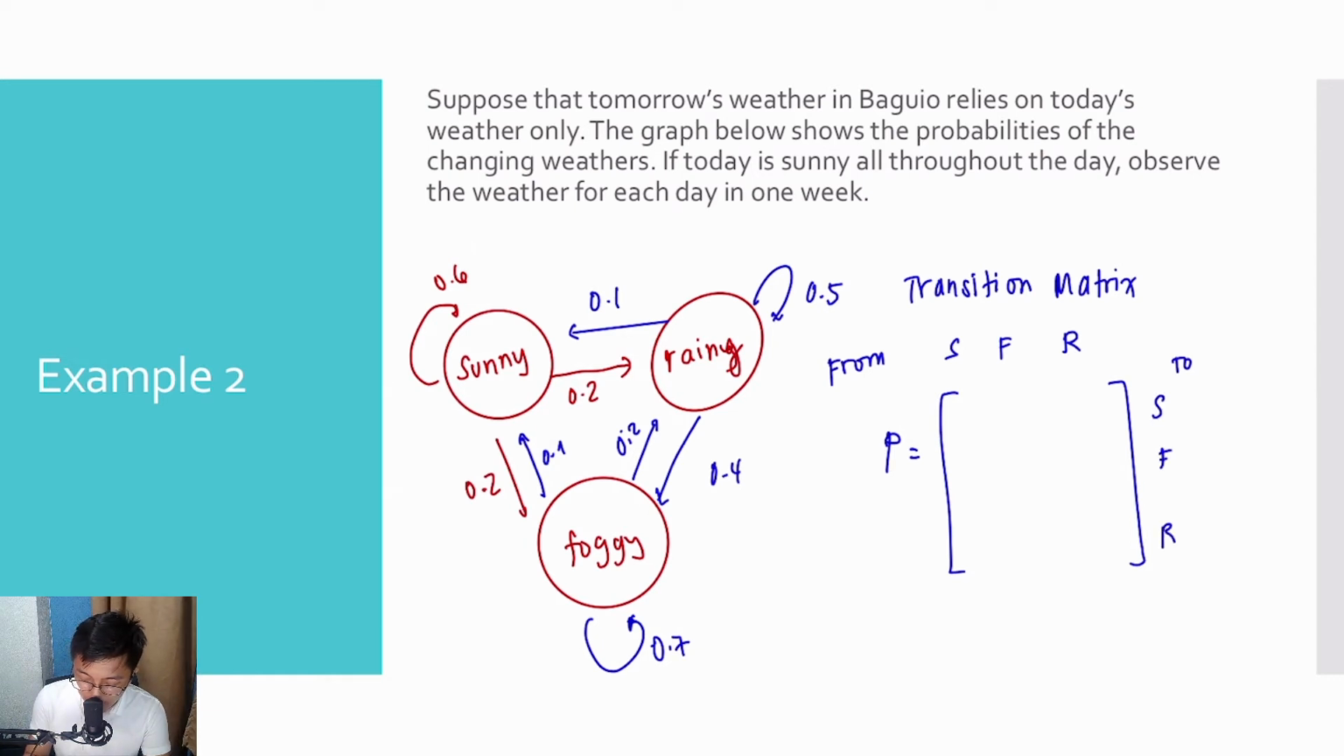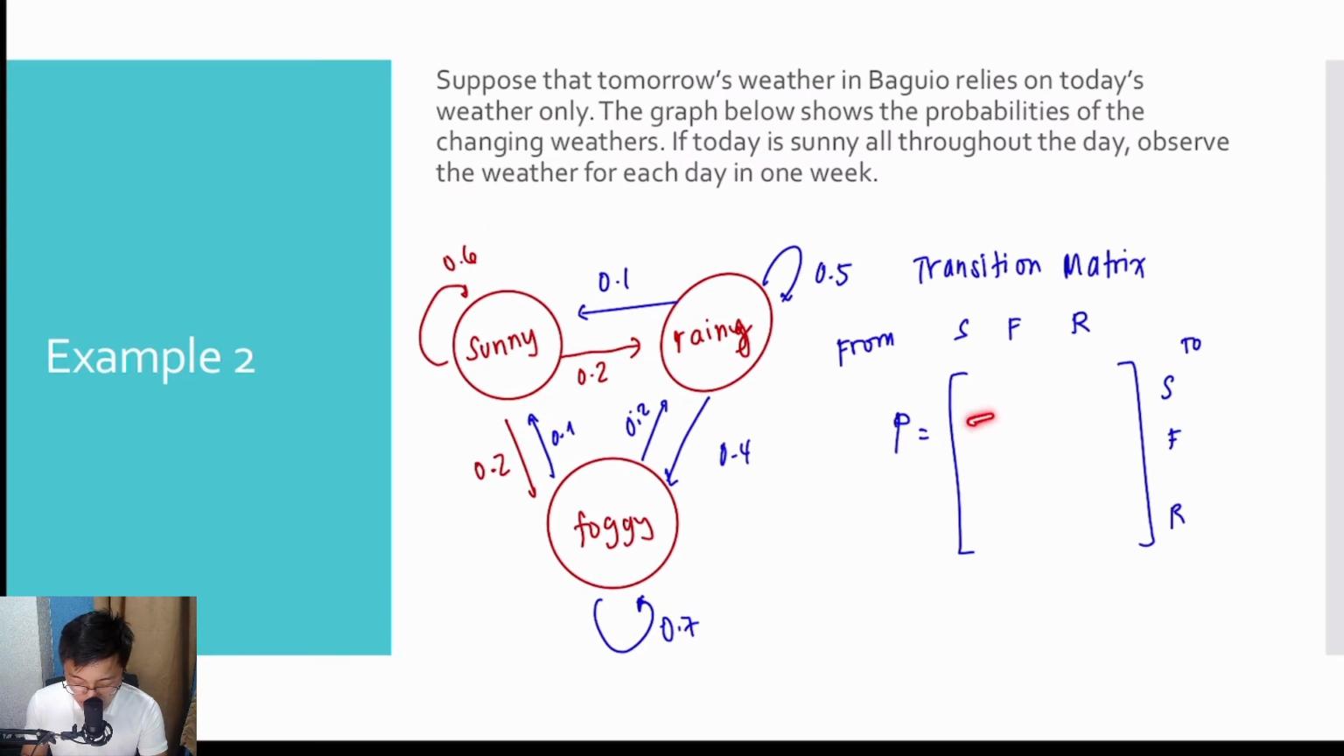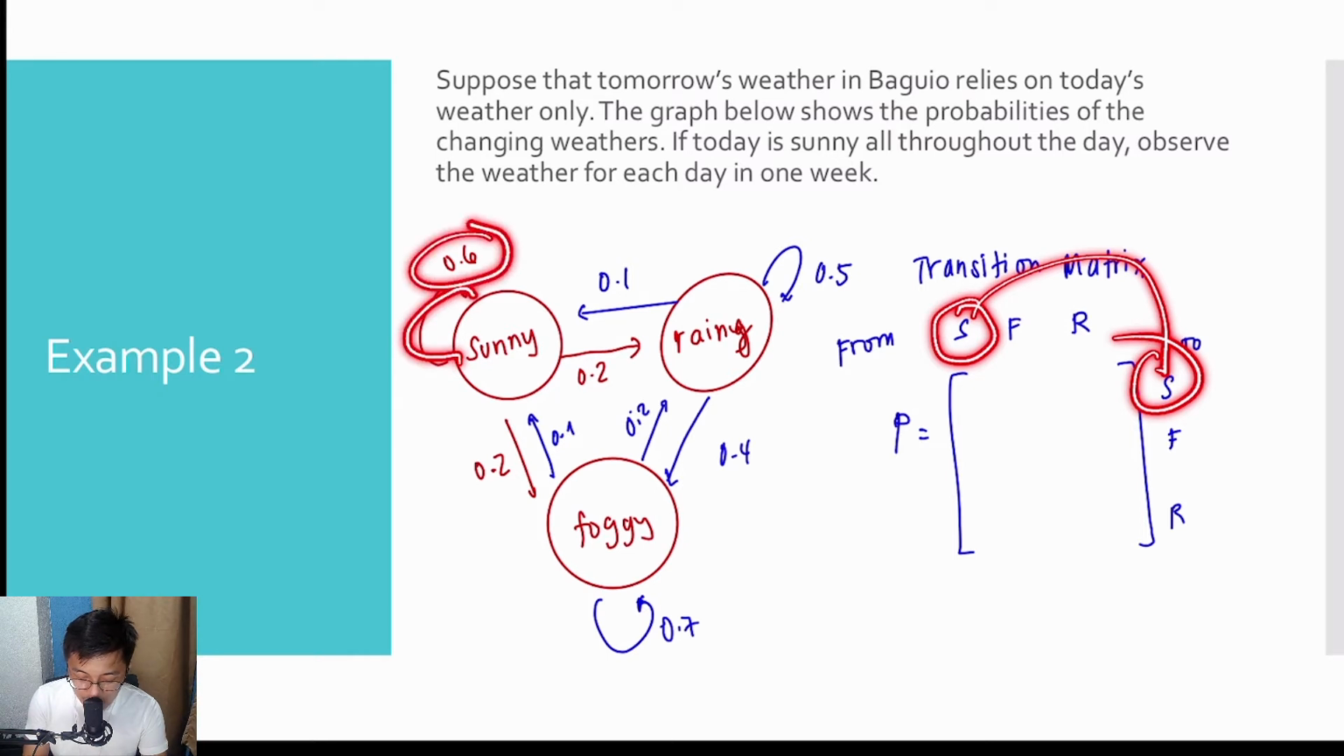Okay. So what are we going to put in the entries of this matrix? If today is sunny and tomorrow is sunny, what's the chance? According to the diagram, today is sunny, tomorrow is sunny. What percentage is that? That's 60%.